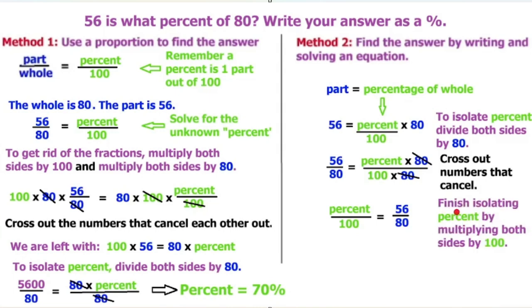So finish isolating percent by multiplying both sides by 100. So if we multiply 100 on this side and this side, we can cancel these ones out. So let's see how that looks. Okay, it looks like that. Now we can cancel out the 100s. And then we'll be left with percent equals just these numbers, and you can just multiply those out. Percent equals 70%. And those are equivalent ways to do it. And you can decide which way is easier for you. And if you don't understand this, don't worry, you could just rewatch the video. There's nothing wrong with repetition.